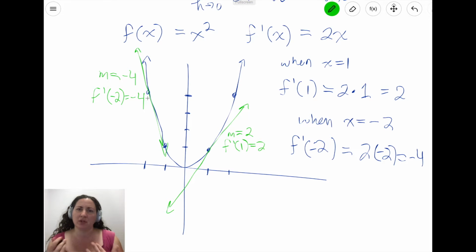So that's what the derivative is telling you, this derivative formula. It's saying that whatever value of x you choose, if you go to that location on your original function, the function x squared, you draw in a tangent line at that point, the slope of the tangent line is going to be given by the value you get when you plug in that x value into the derivative formula.